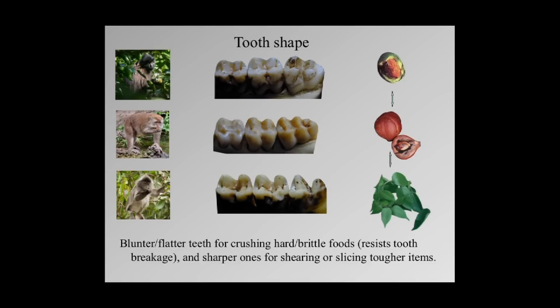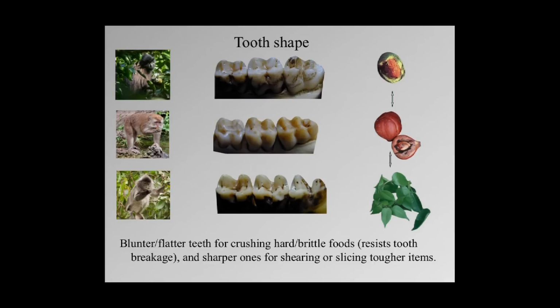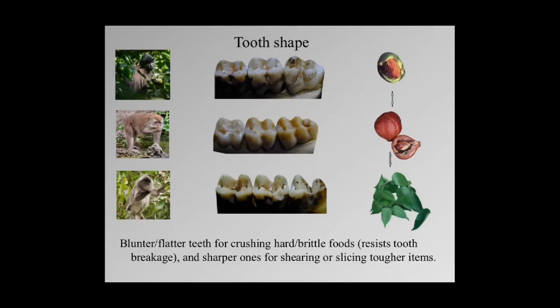Theory: blunt, flat teeth are good for crushing hard, brittle foods. Not because they're better at crushing foods, but because they're better at avoiding themselves being broken when you've got to put a lot of force on those teeth. So the best tooth really is probably a hemisphere, because if you try to crush hard food with something that's pointy, you're going to break the tooth. On the other hand, sharp teeth are better for shearing or slicing tough items. The best way to illustrate this is to think of a hammer smashing a nut versus a knife cutting into steak, or a pair of scissors cutting into a tough leaf. Different shaped teeth, different diets.